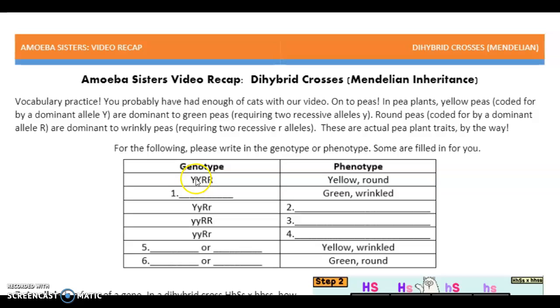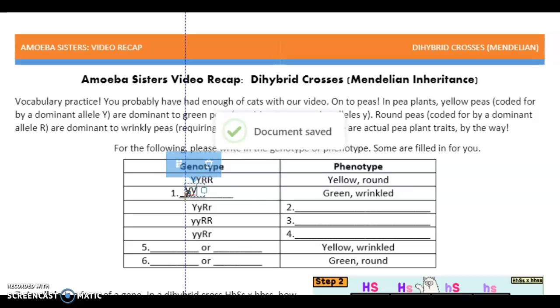So if we have big Y, big Y, big R, big R, that's homozygous dominant for both traits. So those are yellow, round. Okay, green. We said green is recessive, so to show that green trait, it would have to be little y, little y. And it said that wrinkled is recessive, so that would have to be little r, little r.